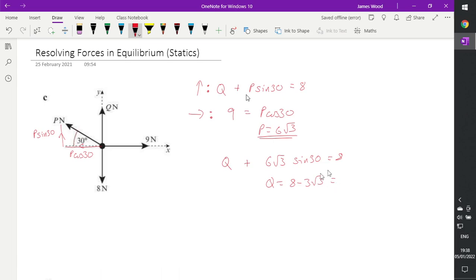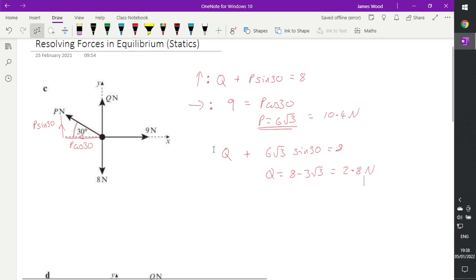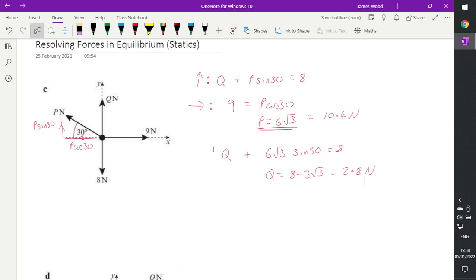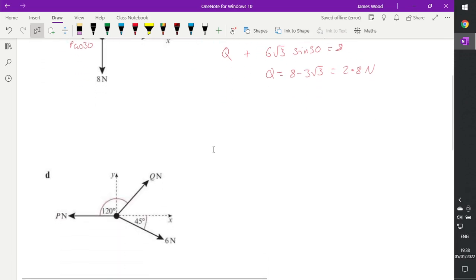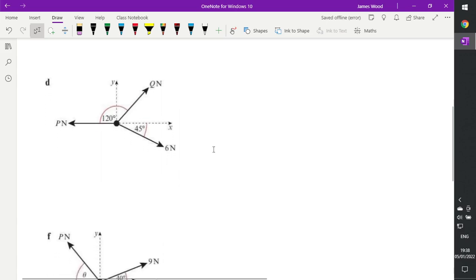Or if you wanted these as decimals, it's about 2.8 for Q, and 6 root 3 is about 10.4. And these are obviously in newtons because they are forces. So these are the required forces for P and Q to keep this object in equilibrium, so to have 0 net force. Let's have a look at another couple.